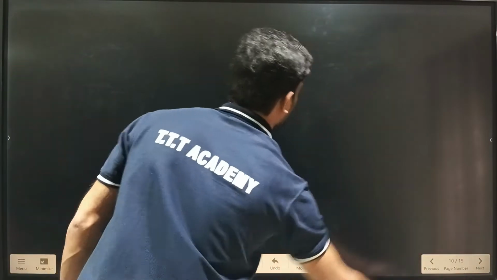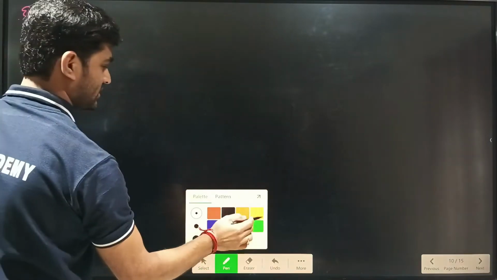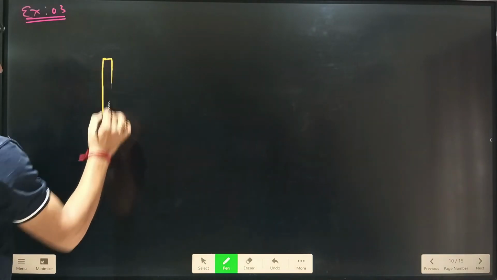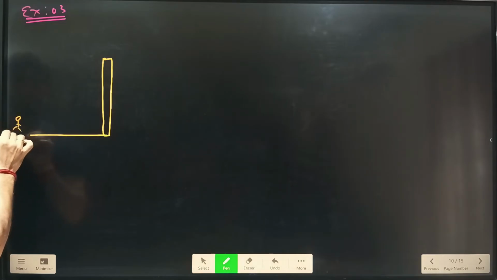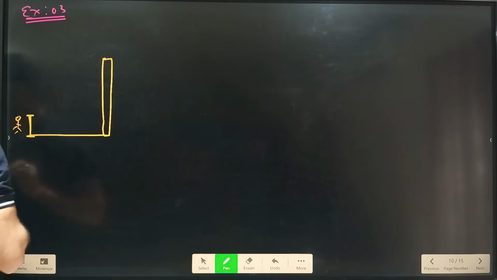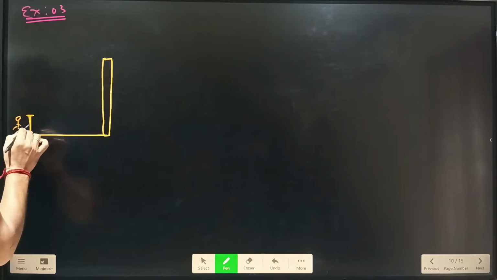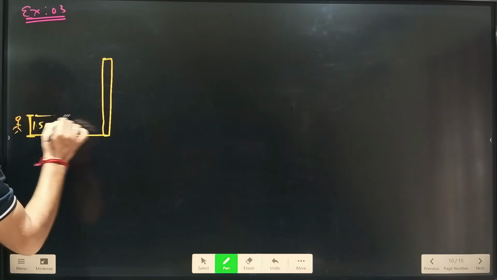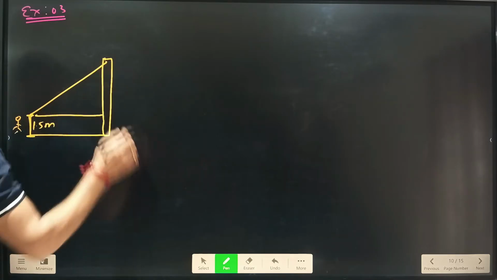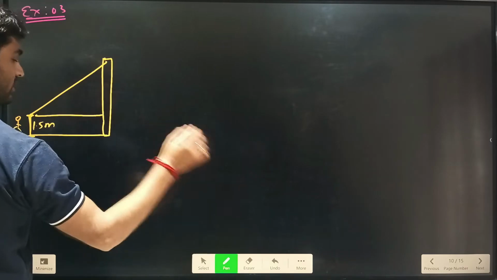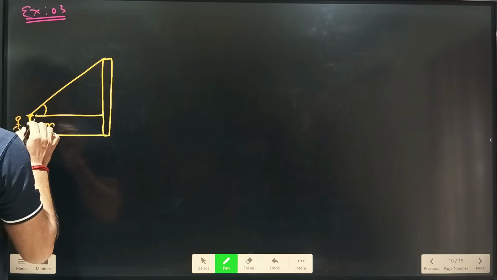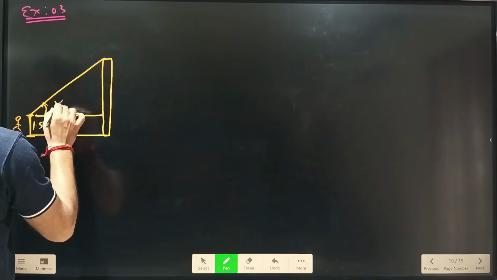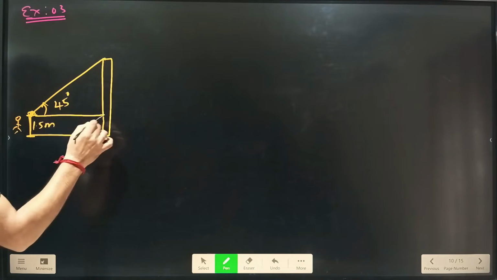In example 3, dear friends, here there is a chimney. Let me consider the height here. The person is standing like that, and the height of the person is 1.5 meters, and from that point he is observing the top of the chimney. This is the angle. The angle is 45 degrees. That's it. So this is a point, this is a point here.